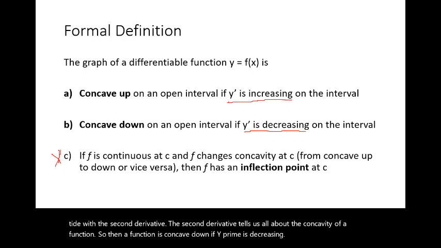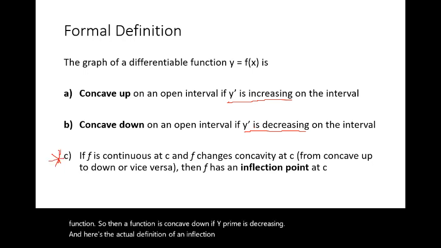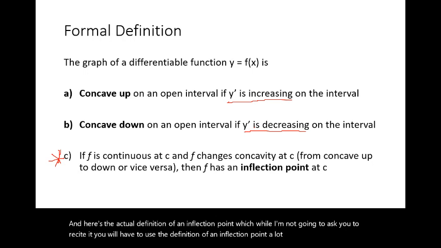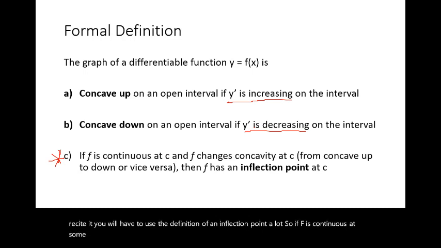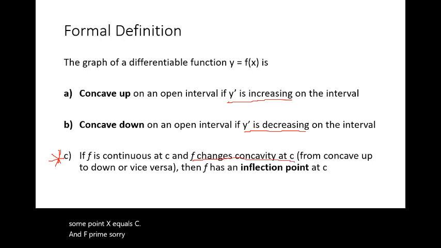And here's the actual definition of an inflection point, which, while I'm not going to ask you to recite it, you will have to use the definition of an inflection point a lot. So if f is continuous at some point x equals c, and if f changes concavity at c, if it switches from concave up to concave down, or vice versa, then you have an inflection point at x equals c. So inflection points are where concavity changes.